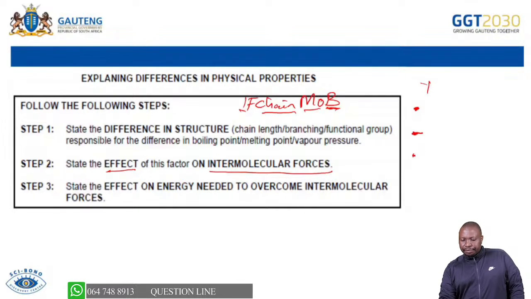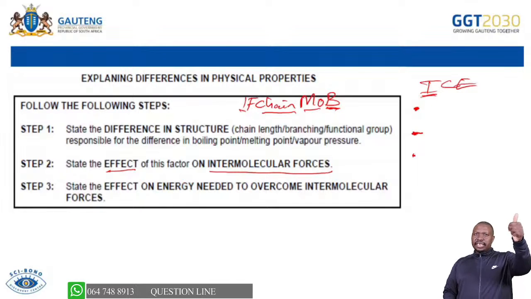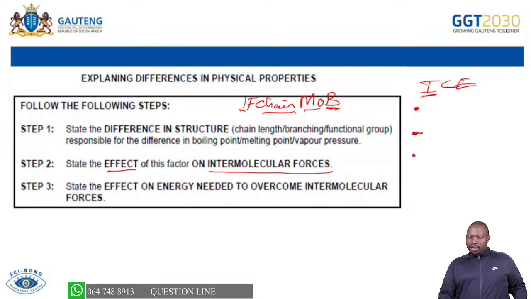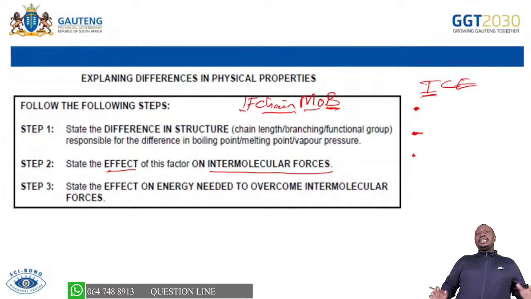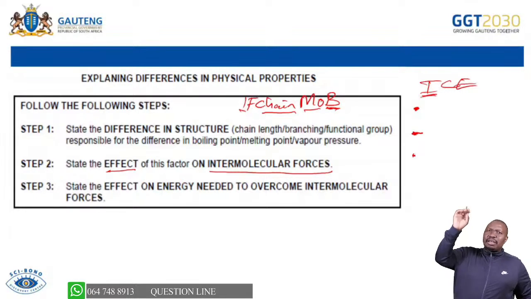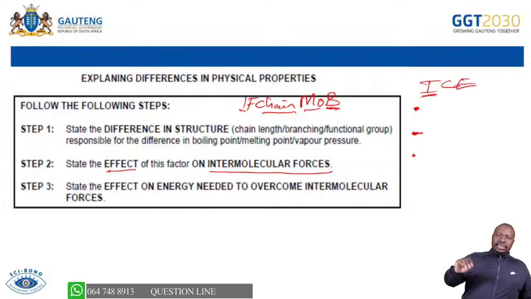Hence, we are saying here, you refer to the independent variable, which is the branches that are increasing from A to C, and then you are comparing the strength of intermolecular force to say as the branches increase, the strength of intermolecular force decreases. How much energy? If the strength decreases, it tells you less energy is required to overcome the intermolecular force. Please, learners, don't say less energy is required to break the bonds. No, we are saying less energy is required to overcome the intermolecular forces.